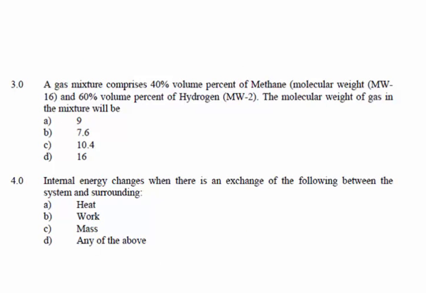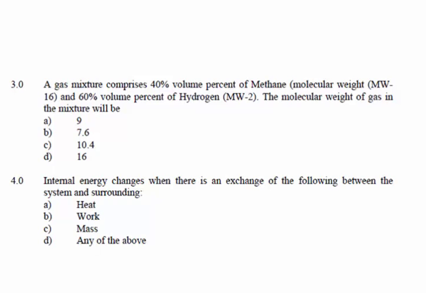So guys, here's another. A gas mixture comprises 40% volume percent of methane. So that's the molecular weight, all right? And 60% volume percent of hydrogen, MW2. The molecular weight of gas in the mixture will be what? A, B, C, D. So this is also the kind of things that you guys need to be aware of.